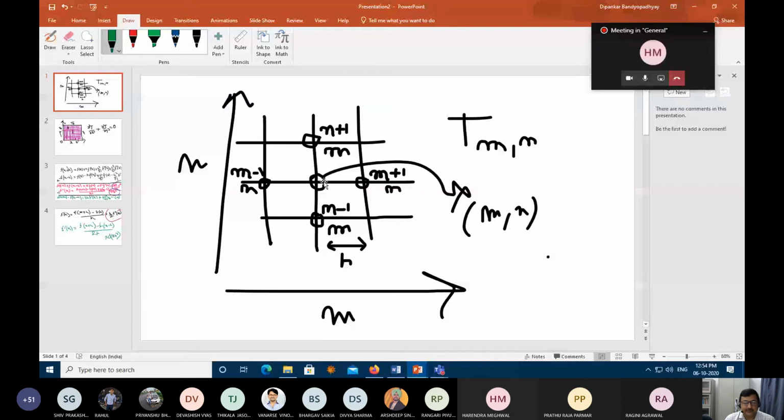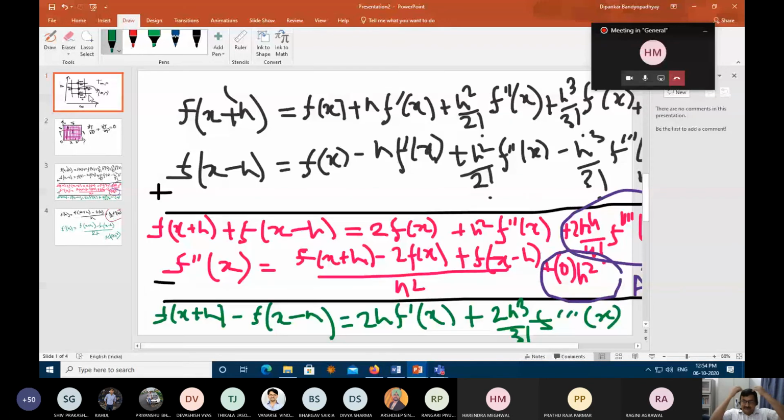Suppose this one also I can use for the evaluation of the first order, right? So what will be the first order that will come there? f(x) minus f(x minus h) divided by h, which will become my f dot x. So that is called a kind of backward difference. So this particular thing is called a stencil.